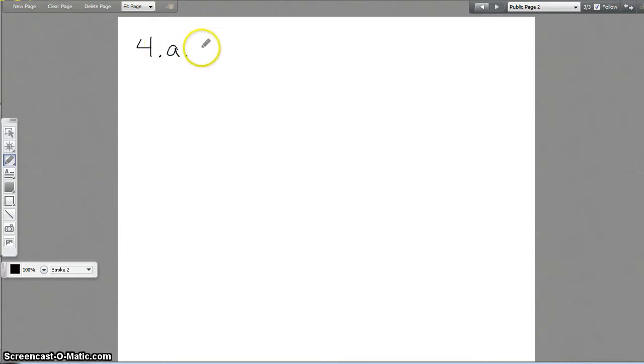As an example, 4a is 4 multiplied by 14x squared. When you are multiplying numbers with variables and powers, first you multiply your coefficients. So we have 4 times 14, that is 56. Then we multiply our variables. We have only an x squared here, so that is 56x squared.